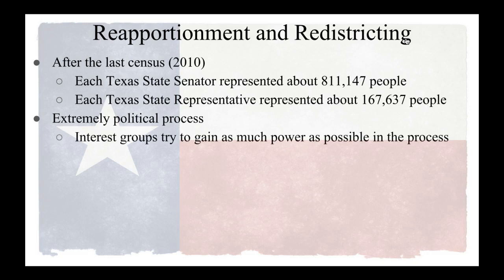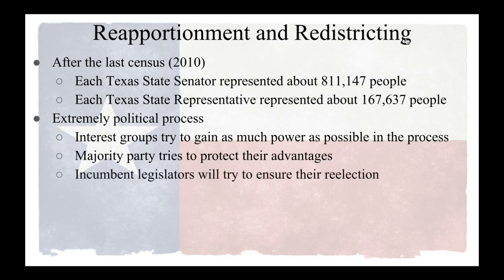The political process will include interest groups that get involved to try to gain as much power as possible in the reapportionment of Senate seats and House seats. Likewise, the majority party is going to try to protect their advantage. So if the Republicans are in power, they're going to try to protect the Republican advantage. If the Democrats are in power, they're going to try to protect the Democratic advantages. Incumbent legislators try to get involved as well because they are trying to ensure their reelection, and they don't want their particular district being drawn into an area that is unfriendly to their reelection.